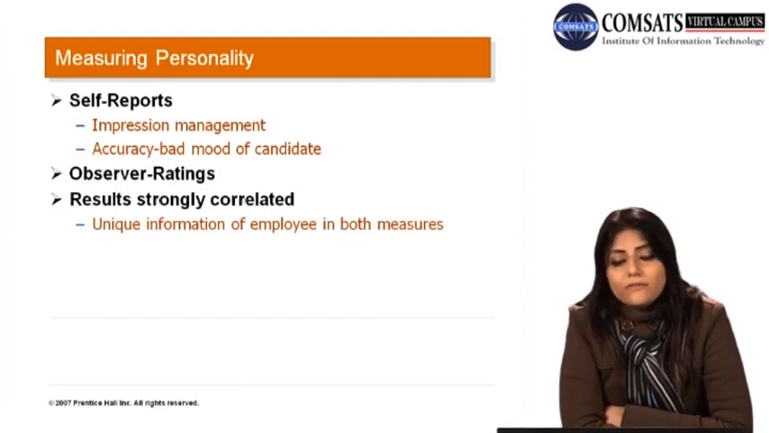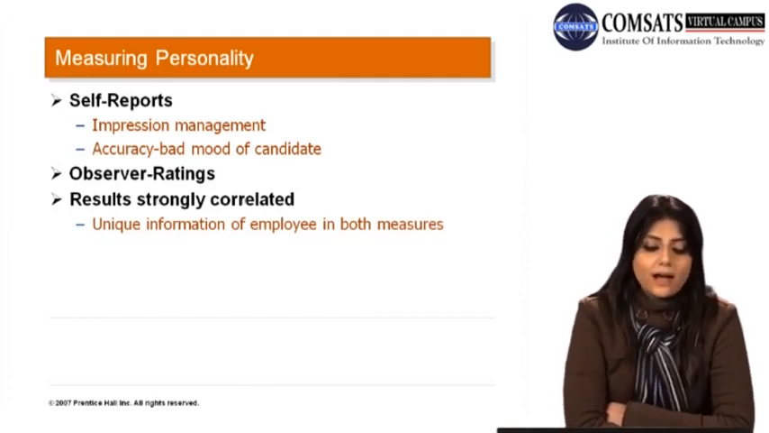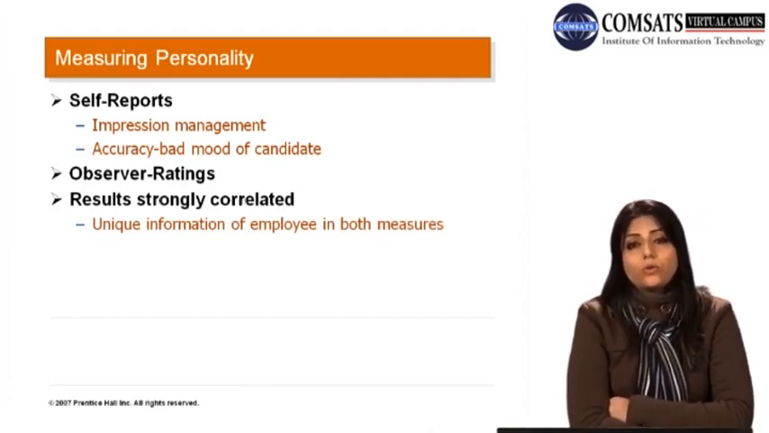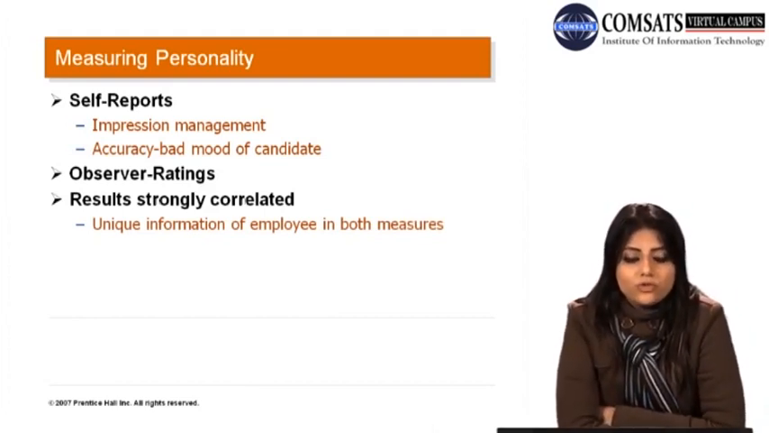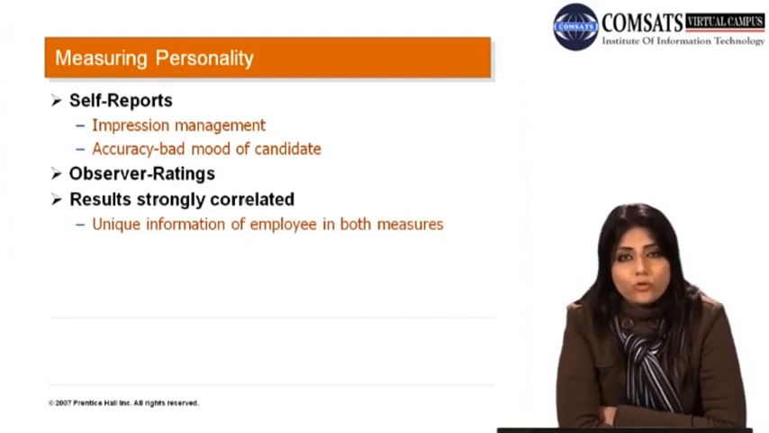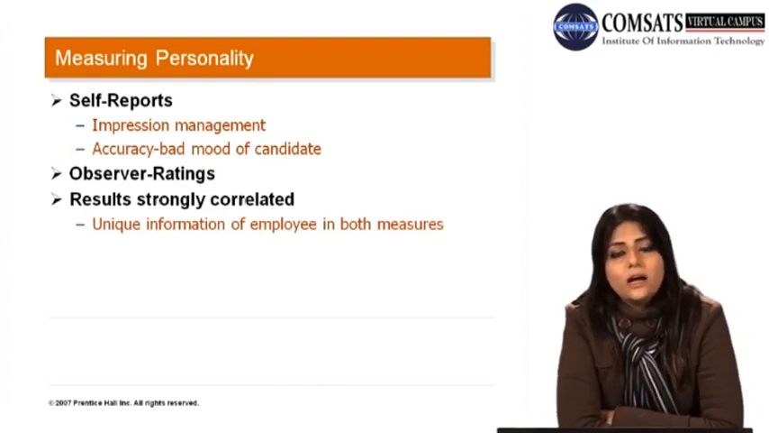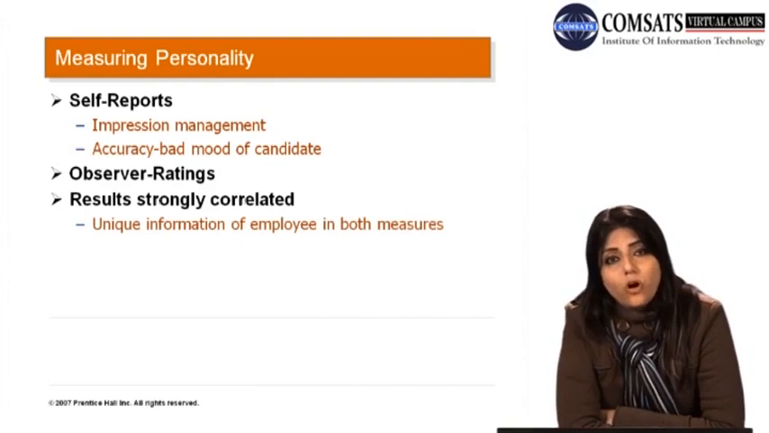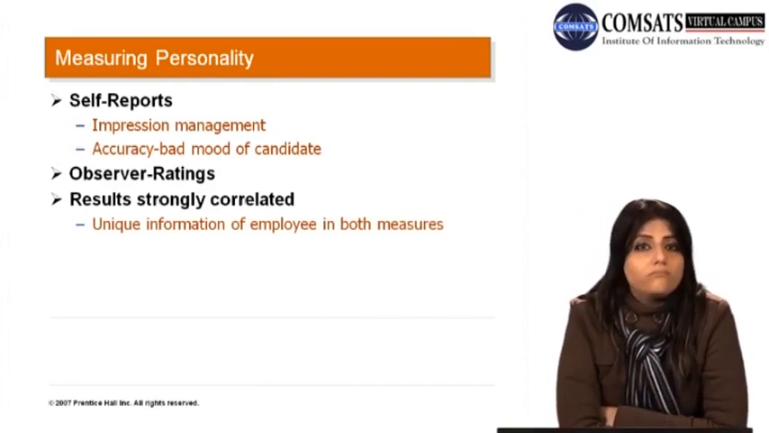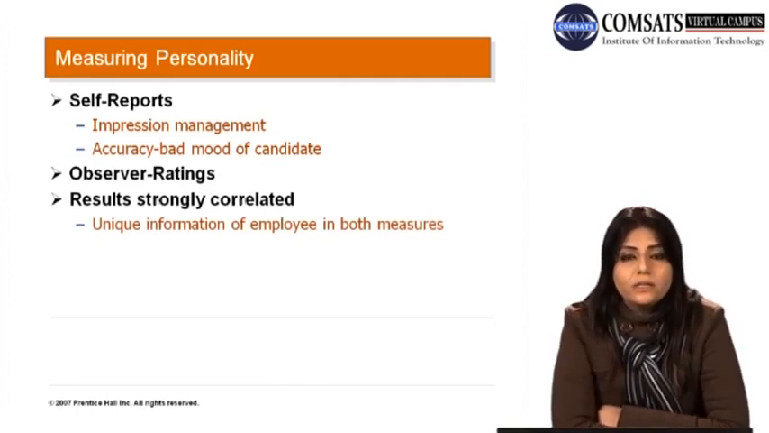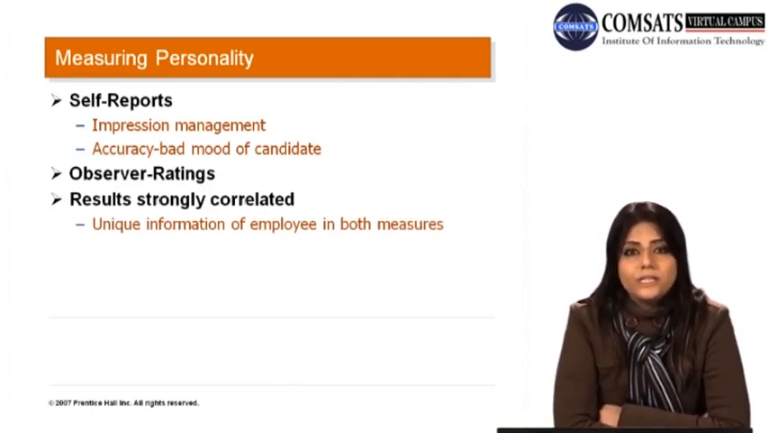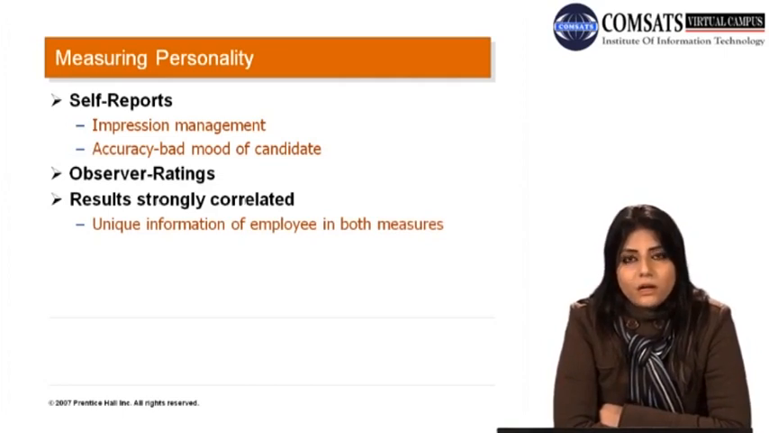Results of the self-reports and the observer ratings are strongly correlated. Research has shown that overall there is a strong correlation between these two, but still the observer ratings are preferable over the self-reports, especially in certain other situations, such as when you have to measure the performance of the individual or how he is performing at the job. Self-reports tend to be very much faulty, overrated or overestimated.